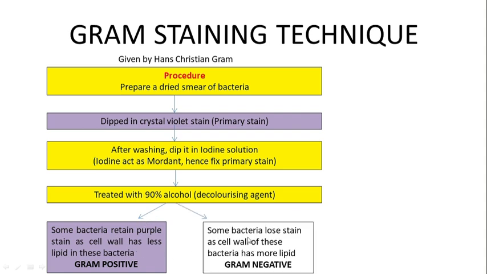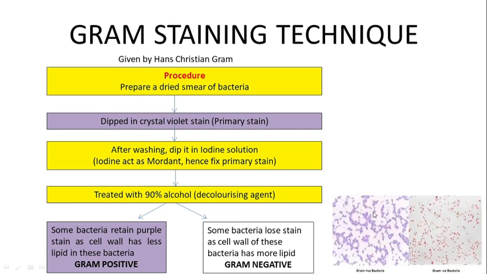But then there are those which lose the stain. If they lose the stain, the reason is that they have more lipid. And these bacteria are known as gram negative. So here we have gram positive and on the other side gram negative. If you want to visualize gram negative, we need to further add some dye, maybe pink dye, to see it.